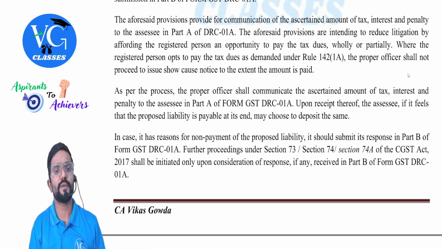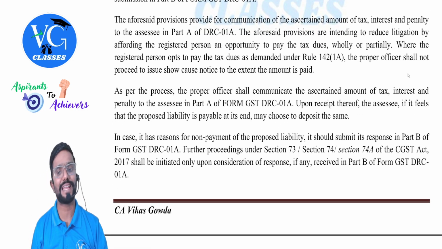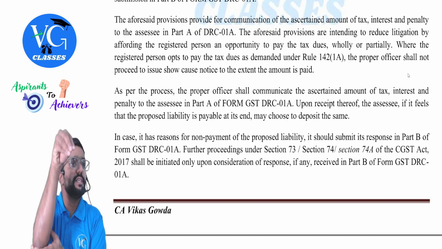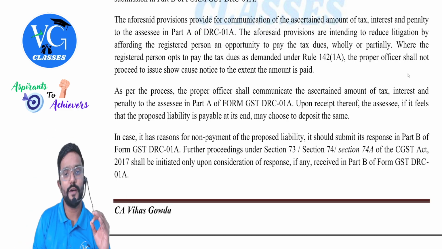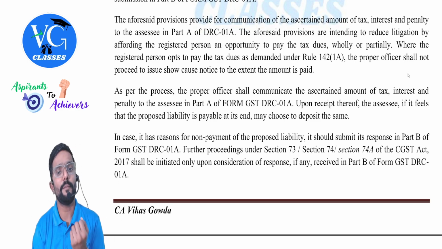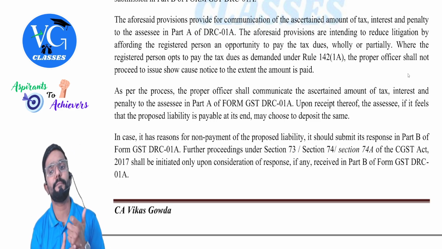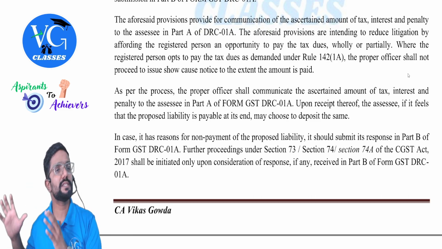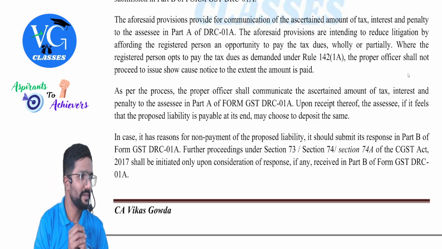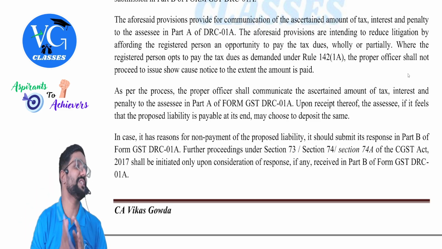The aforesaid provisions provide for communication of the ascertained amount of tax, interest and penalty to the assessee in Part A of DRC 01A. In that communication, the amount that is pending should be mentioned. Yes. The aforesaid provisions are intended to reduce litigation by affording the registered person an opportunity to pay tax dues, wholly or partially. Guys, if we start with section 73, 74 and all, even the proper officer knows it is hectic for him also. So even before that, they are giving you one chance.